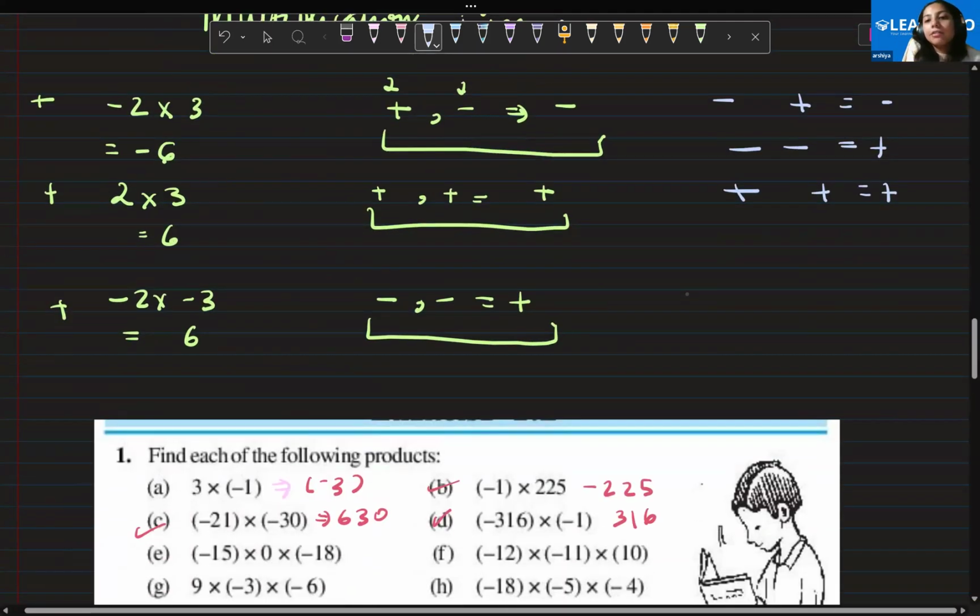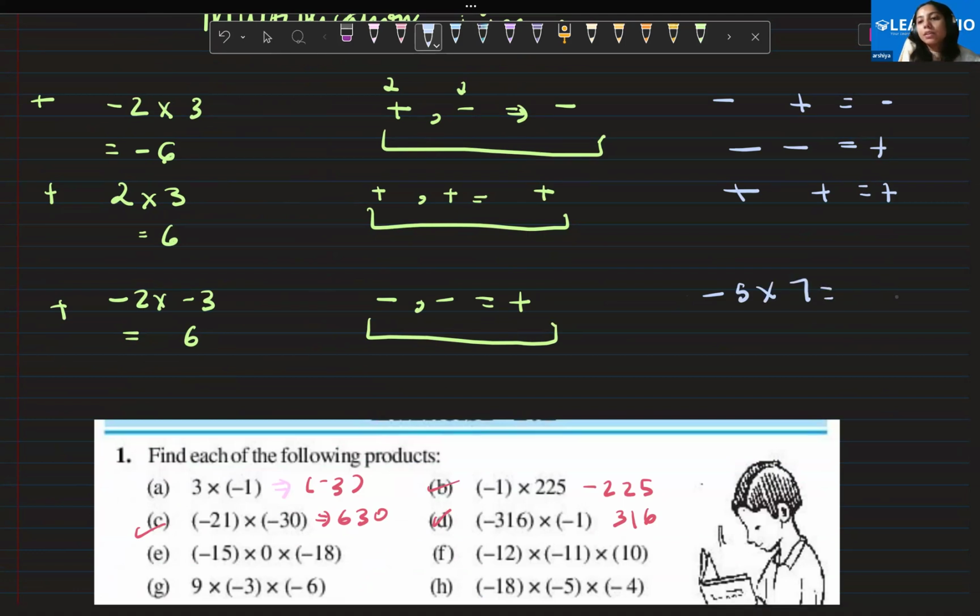Let's say I have -5 times 7. So 5 sevens are 35, but one integer is negative, one is positive. So minus plus will be minus. So the answer will be -35. Okay.